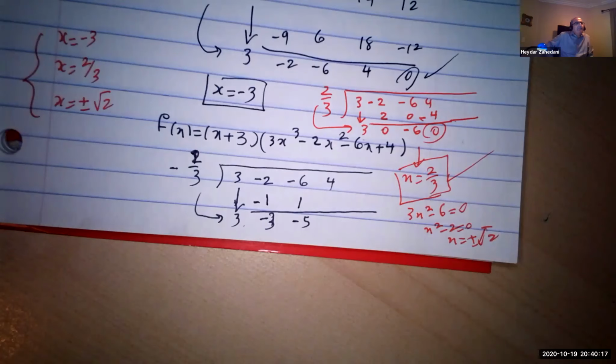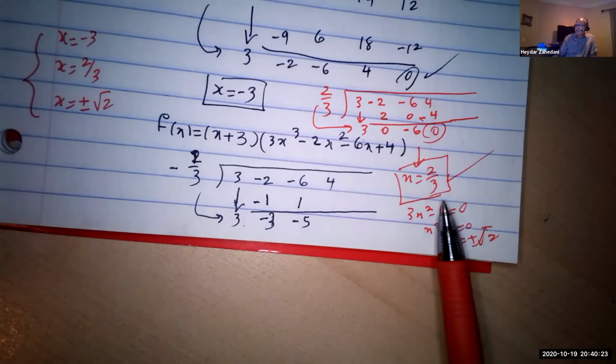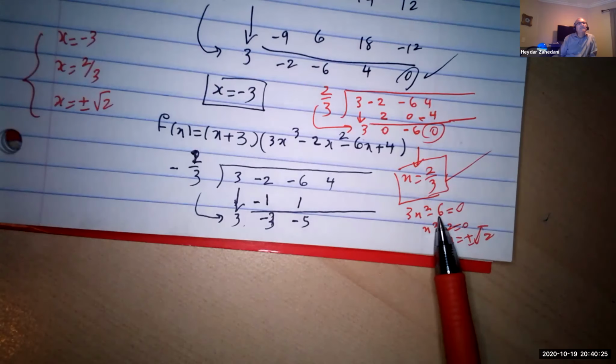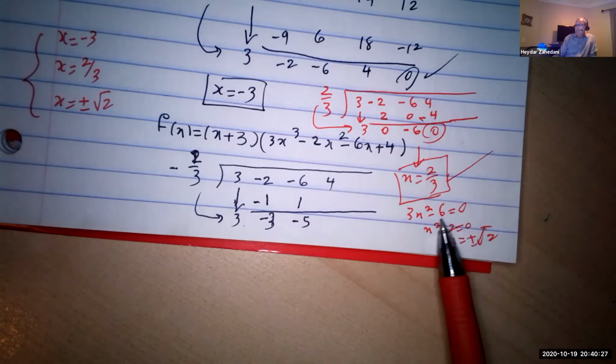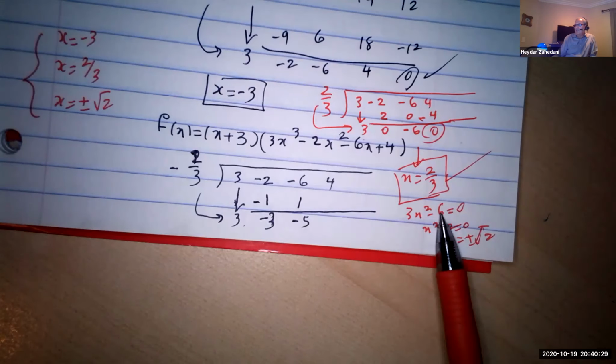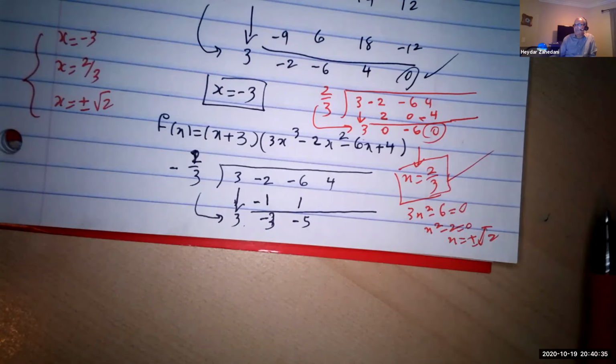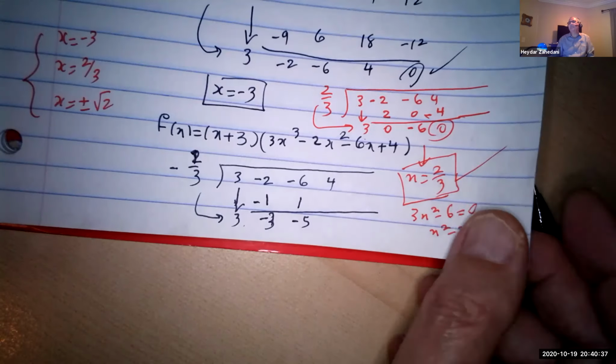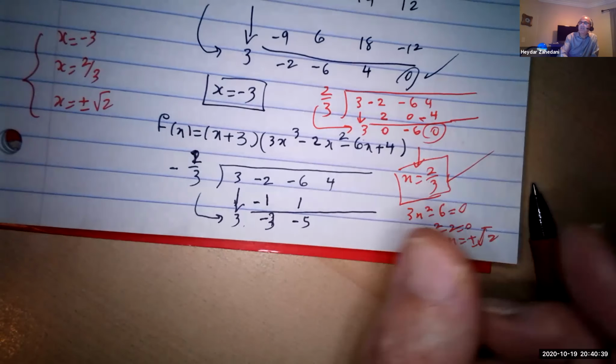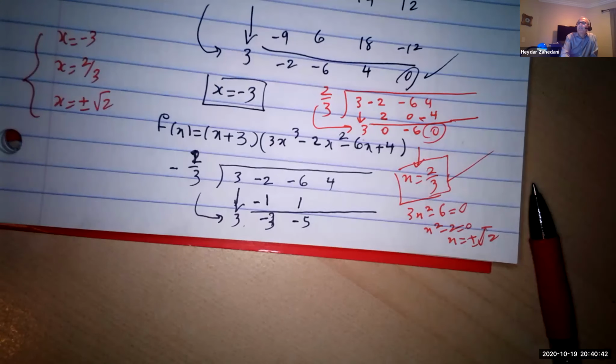Okay, any question? So you check the 2/3. The 2/3 will take you back to the easy equation, 3x squared minus 6 equal to 0. And just by factoring or just dividing by 3, that gives x squared minus 2 equal to 0. So x would be positive, negative, radical 2. So that was question number 3.